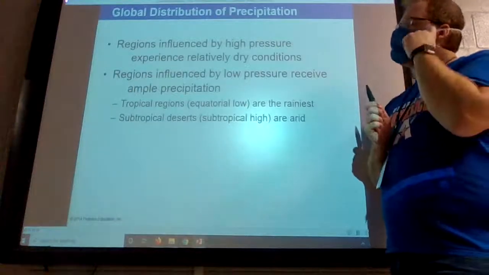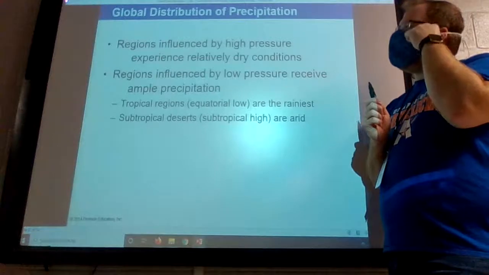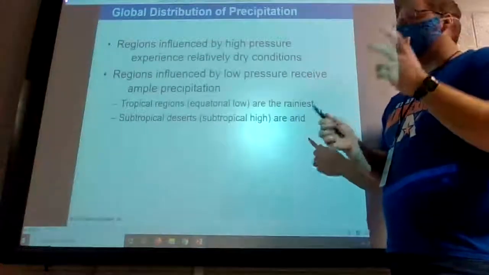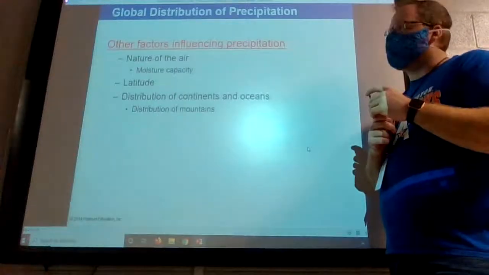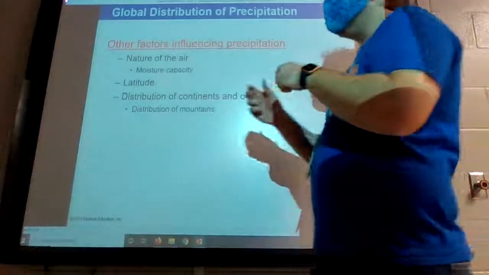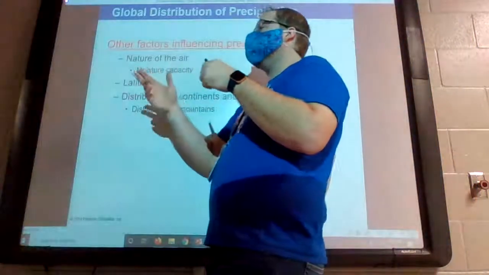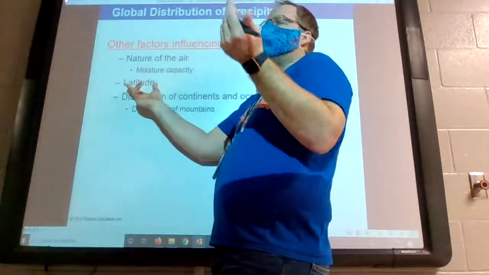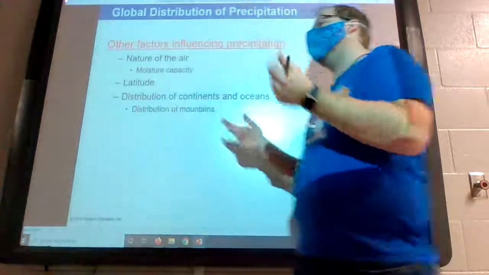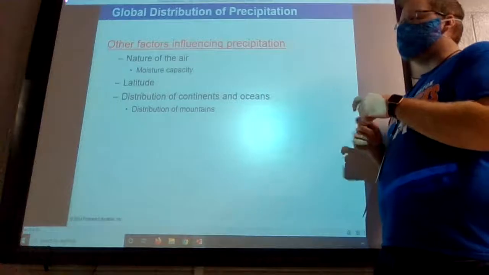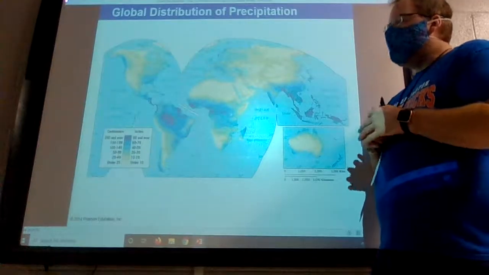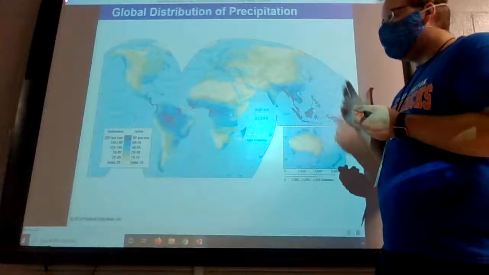Global distribution of precipitation. Regions influenced by high pressure are usually going to have dry conditions. If you've got a low pressure system, you're going to have rain and more weather going on. Other factors that do influence precipitation: the nature of the air, how much moisture it can hold, your latitudes, because obviously at higher latitudes you'll have colder temperatures and at lower latitudes toward the equator you'll have warmer temperatures, and then the distribution of mountains, where your mountains and your continents are. So here's your overall weather and moisture.